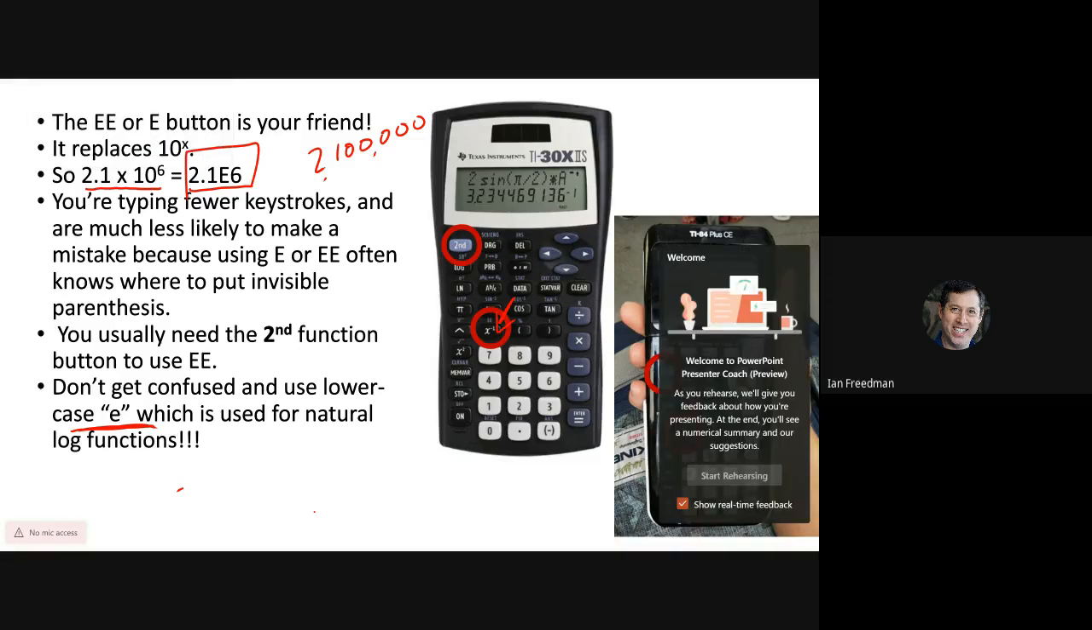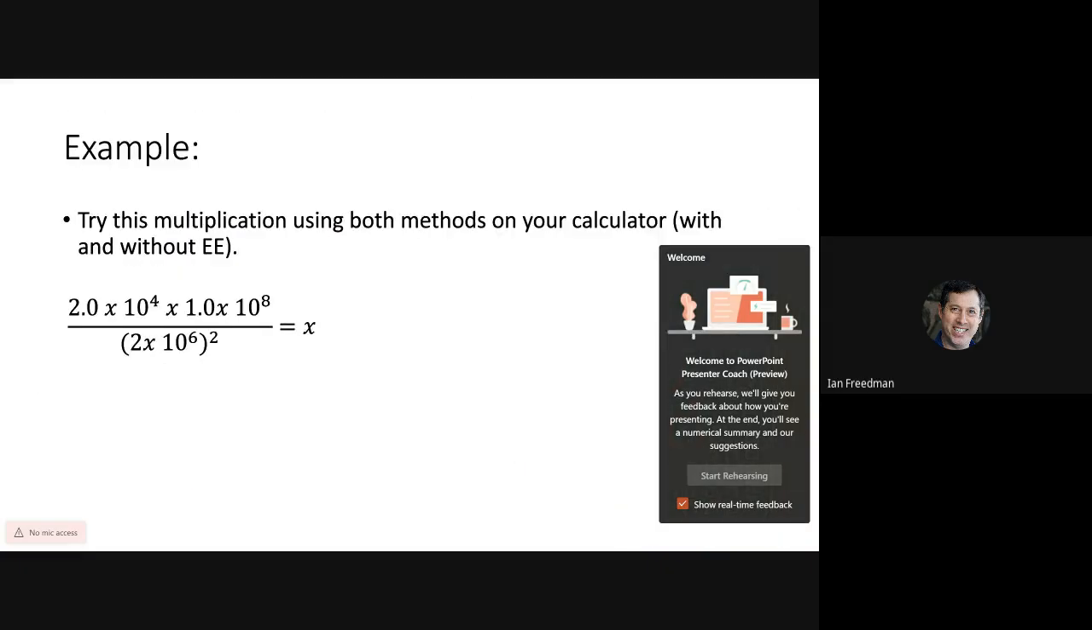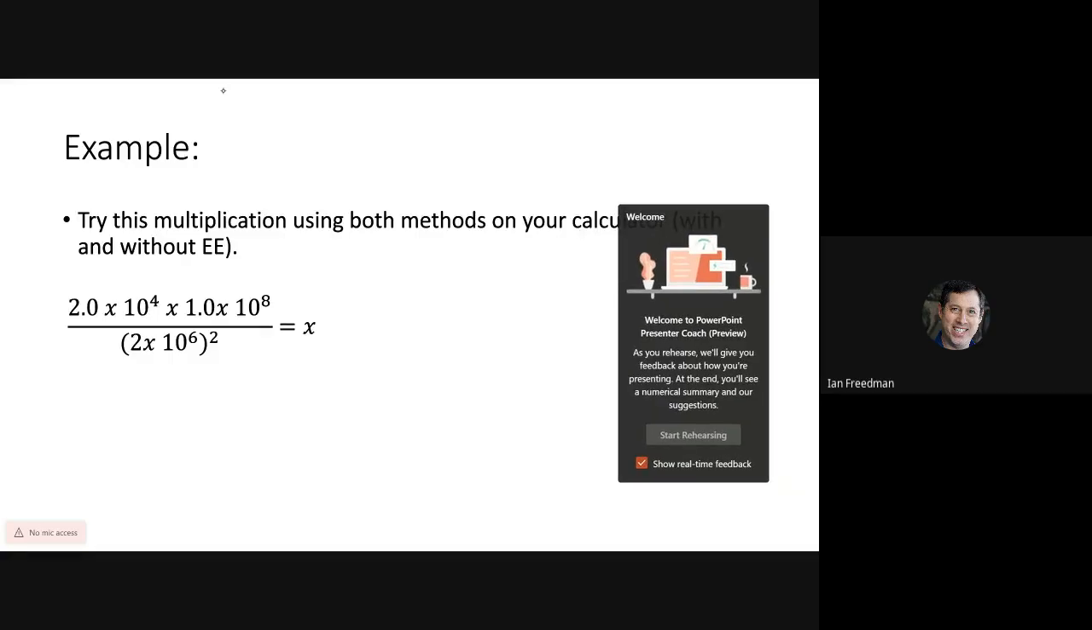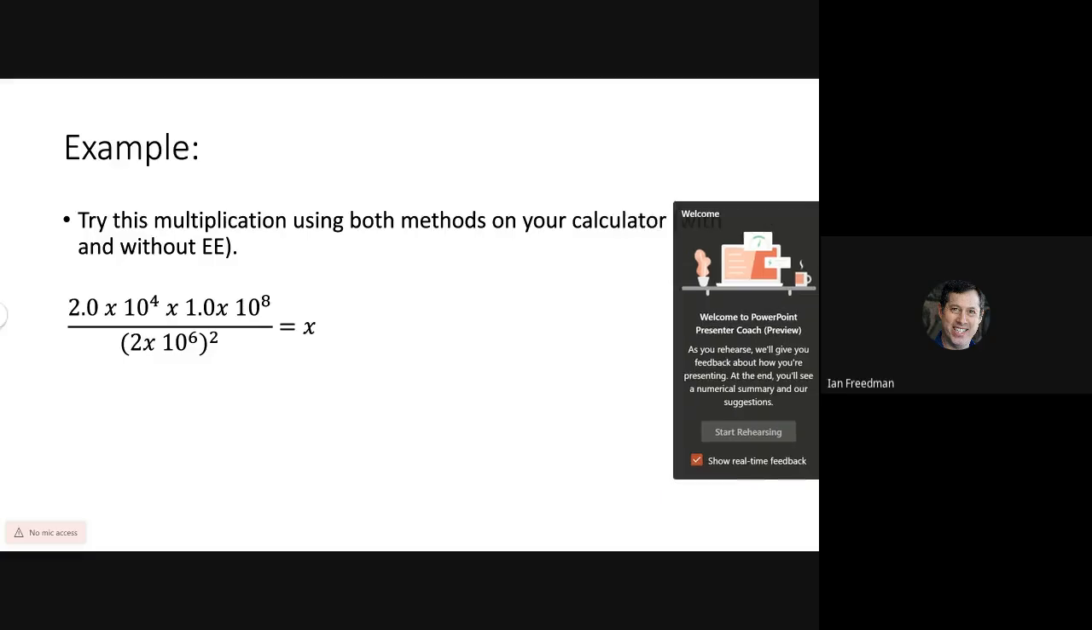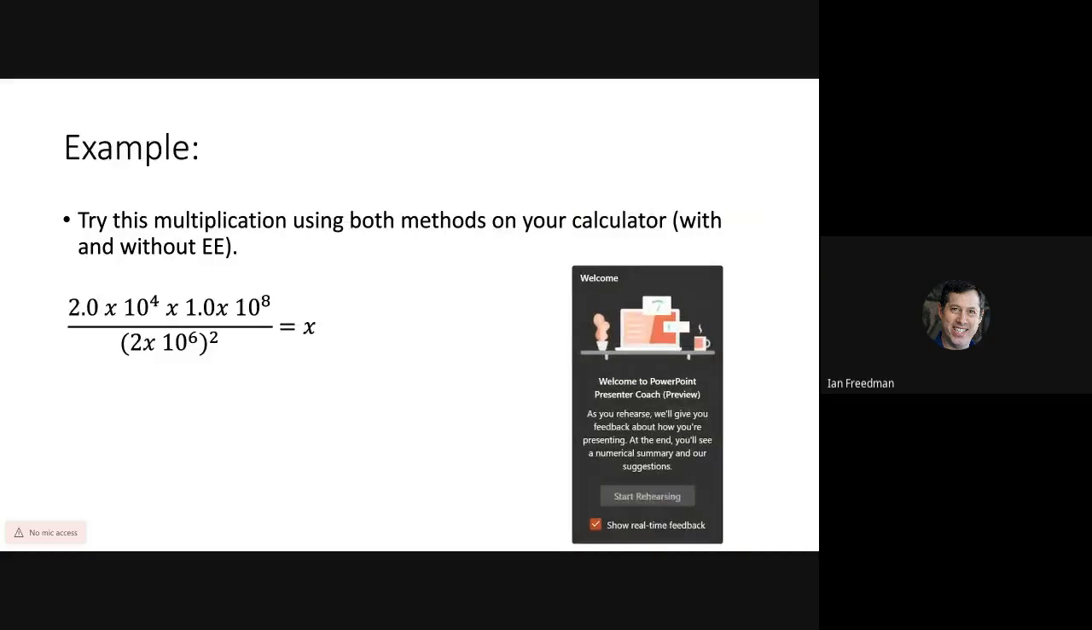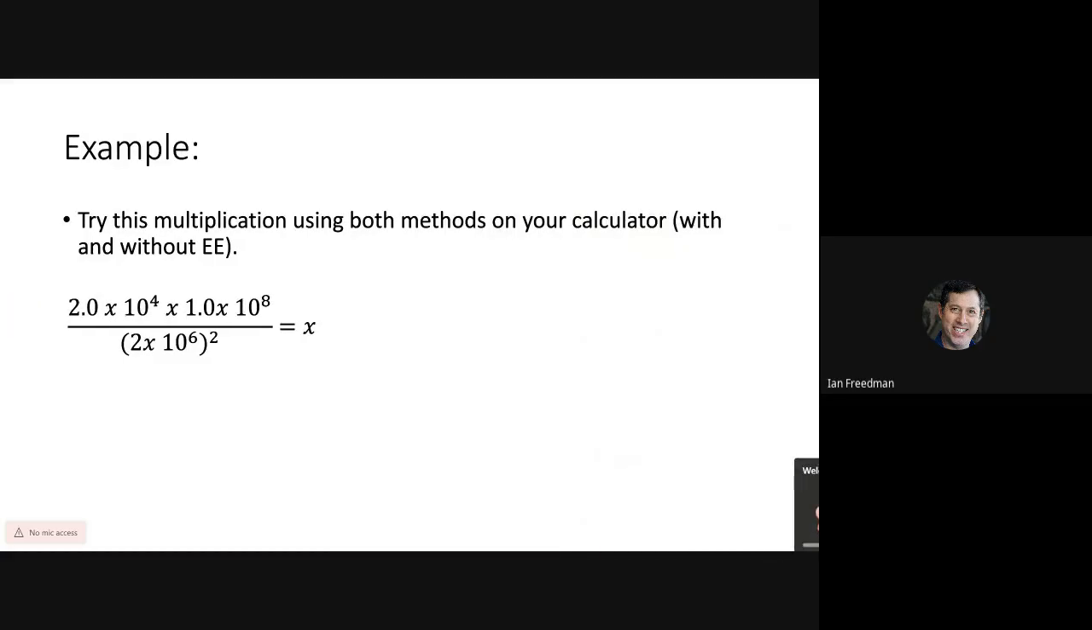Having said all this, just try this. Try this mathematical equation: 2.0 times 10 to the 4th times 1.0 times 10 to the 8th divided by 2 times 10 to the 6th, squared. Try that, and if you do this with your calculator without the E button and with the E button, hopefully you get the same answers.